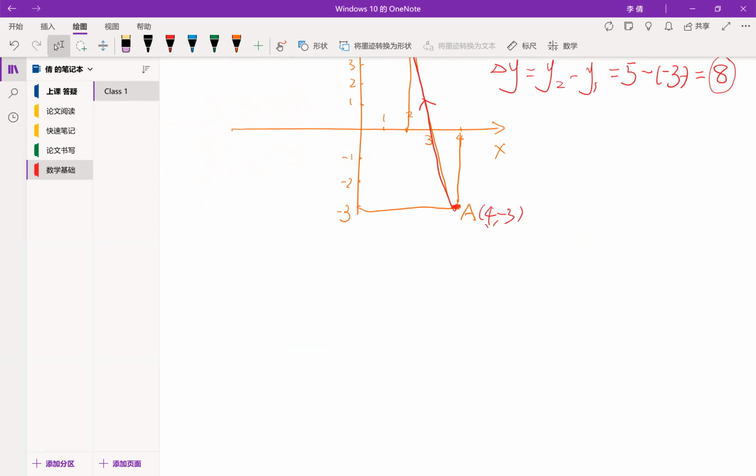Okay, let's see if there is a point C, and the point C is (5, 6), and the point D is (5, 1), and the particle moves from C to D. Can you tell me the increments?